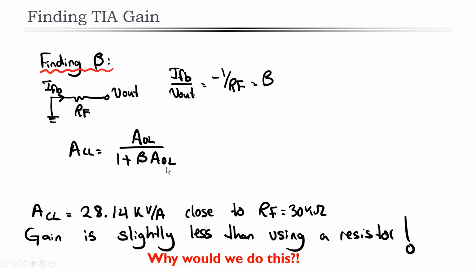But there's something wrong here, isn't it? So why did we do all this? It seems like the gain is less than just using a resistor. So if we were using that first scheme, which was the resistor as our transimpedance amplifier, we would be better off, we'd have more gain. Why would we ever do all this?